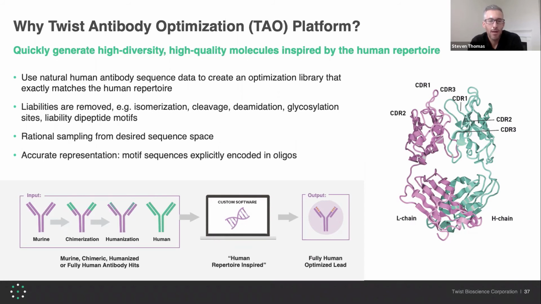As we always do, through the course of the design we will remove any liabilities. So isomerization, cleavage, and so on will be completely removed from the library. If you do have an antibody that doesn't currently have these liabilities, it won't have them after a round of optimization with Twist. We'll take this custom bespoke antibody library and pan it against your target of interest using the standard procedures and protocols that I've outlined here today.